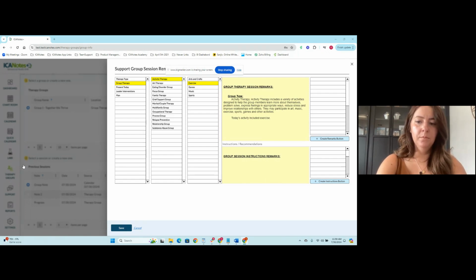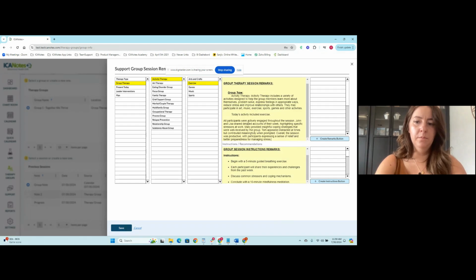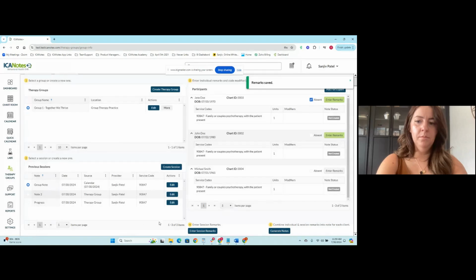So for my stress management group, I have instructions: begin with a 5-minute guided breathing exercise. Each participant will share their experiences and challenges from the past week, discuss common stressors and coping mechanisms, and conclude with a 10-minute mindful meditation. So that's the instructions for my session. And let's say near the end, I wanted to document the remarks. So I have all the remarks documented here. All participants were actively engaged throughout the session. I'm going to go ahead and click on Save.